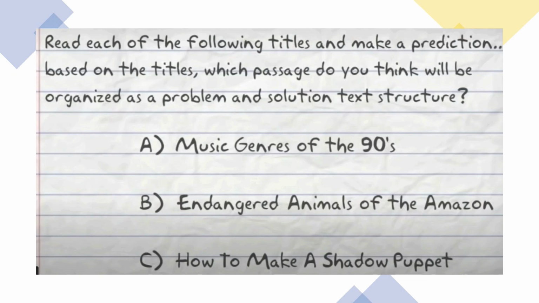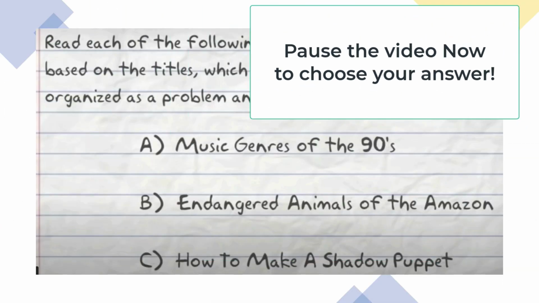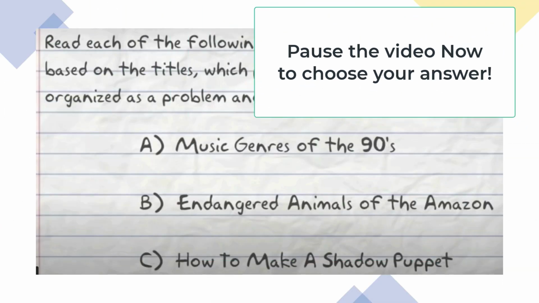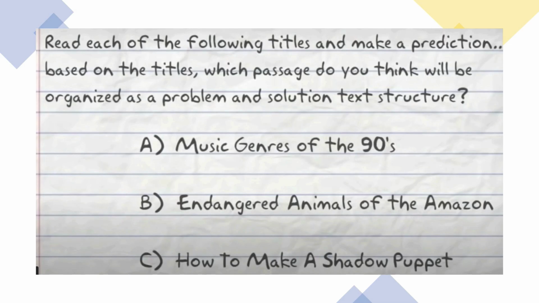Here are 3 choices of titles for you to make a prediction of which is a problem and solution text structure. Again, we have music genres of the 90s, endangered animals of the Amazon, how to make a shadow puppet. So out of these choices, the best answer would be B, endangered animals of the Amazon.